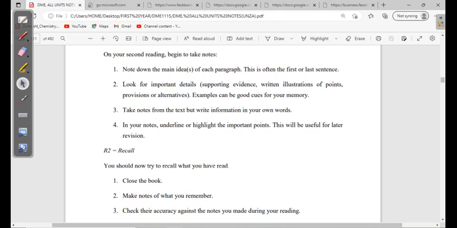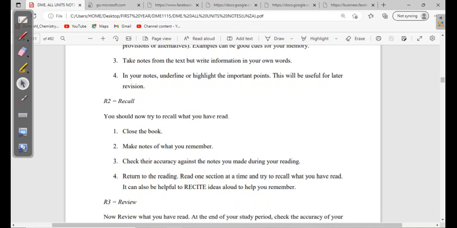And also take notes from the text but write the information in your own words. So you take notes from the text, but as you get to write down, do it in your own words. Okay, and in your notes underline or highlight key points. This will be useful for later revisions. So that is the first R, that is read.